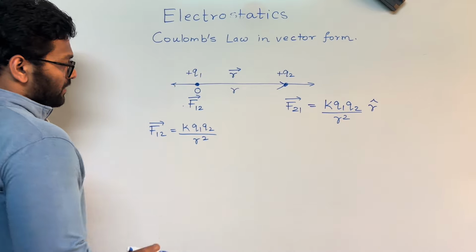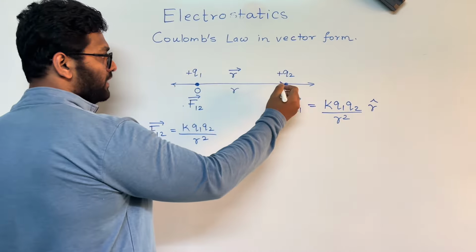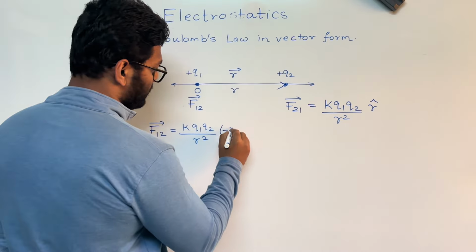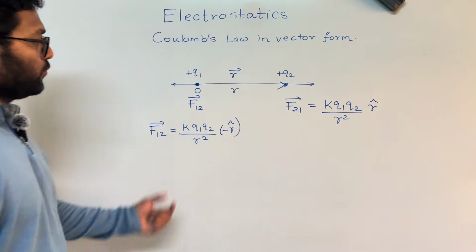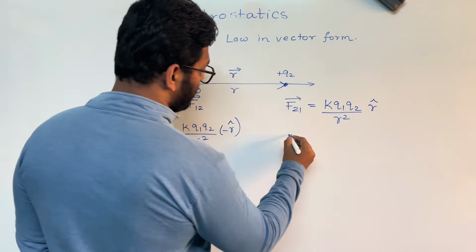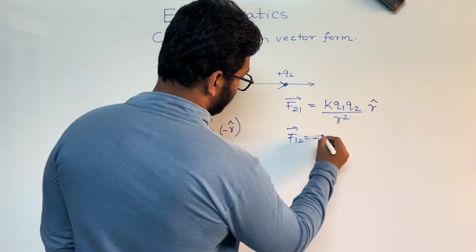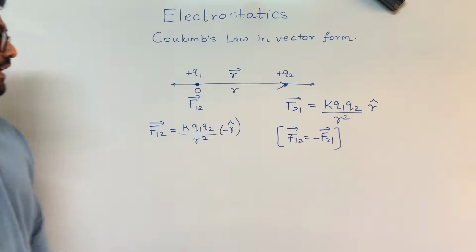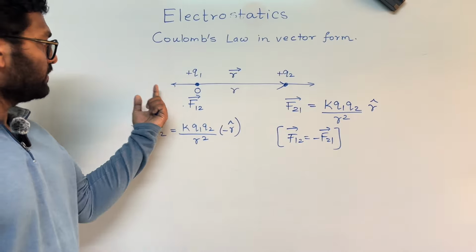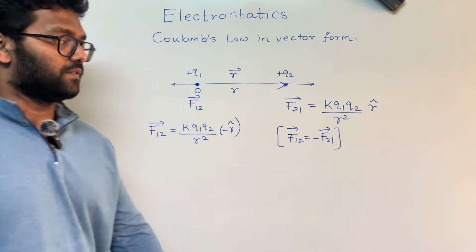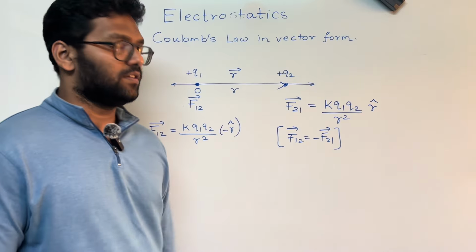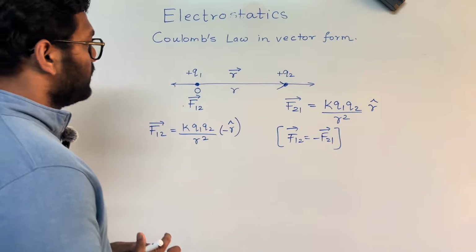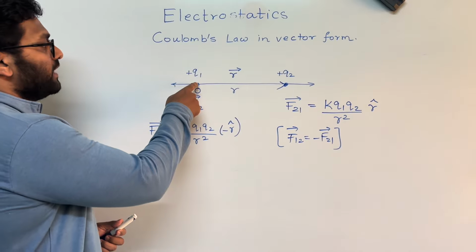Similarly, for this vector, this is the R cap direction, and this will be in the minus R cap direction. So I will write it as minus R cap, correct? Now you can see from here that F12 bar is minus F21 bar. So these two forces are equal and in opposite directions. F12 is in this direction, F21 is in this direction. Equal and opposite forces, Newton's third law.